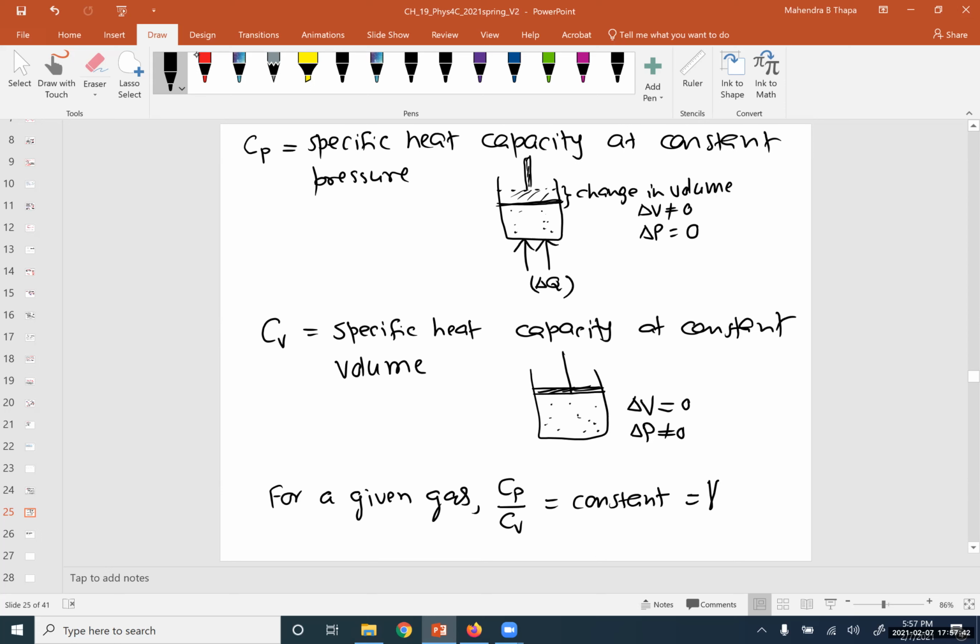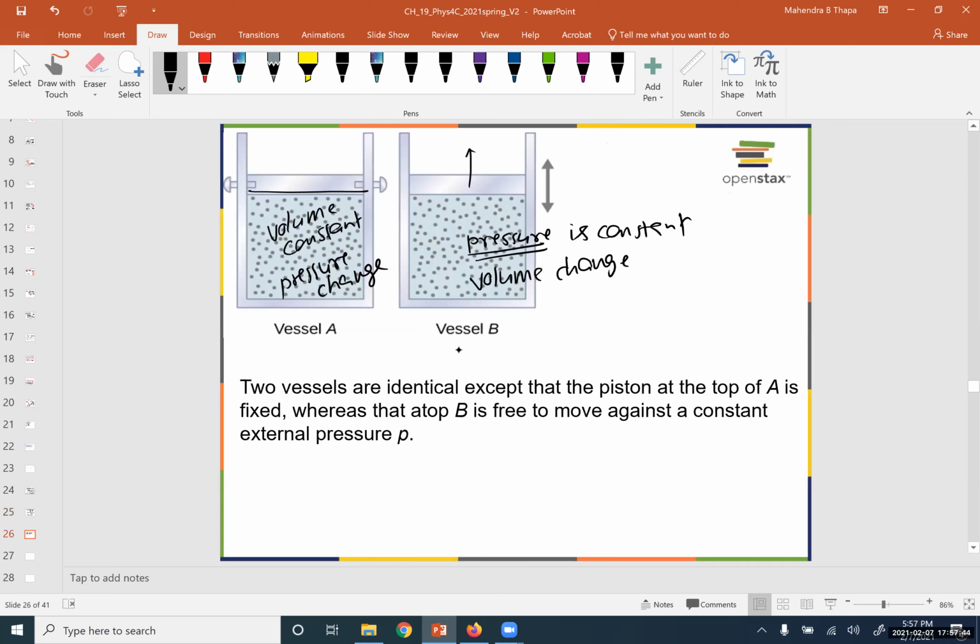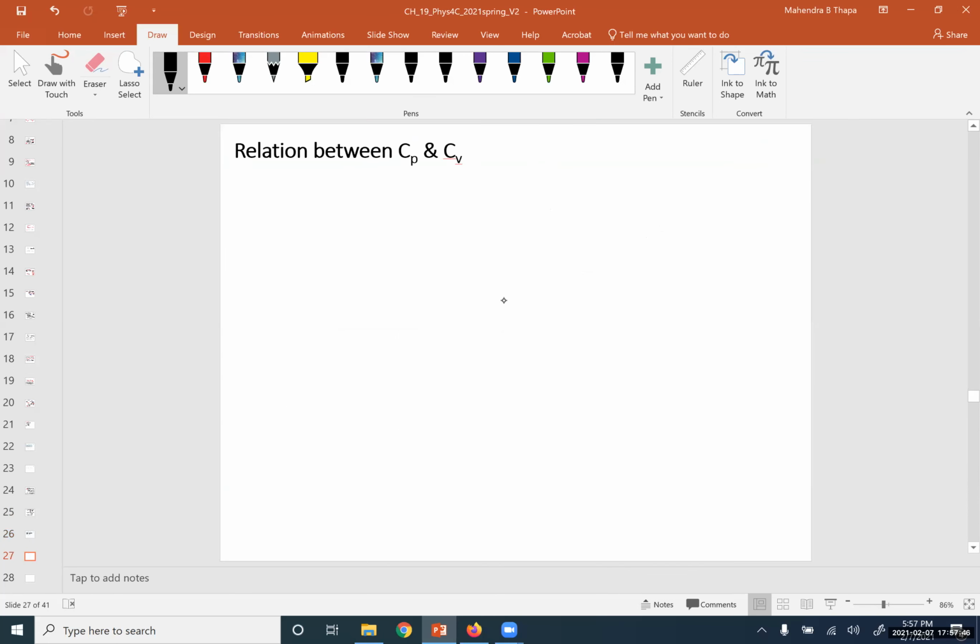So let's find the relation between Cp and Cv. How can we find it now? We want to prove the relation between Cp and Cv for an ideal gas. If we take the molar gas, then we want to prove Cp minus Cv is always equal to R.